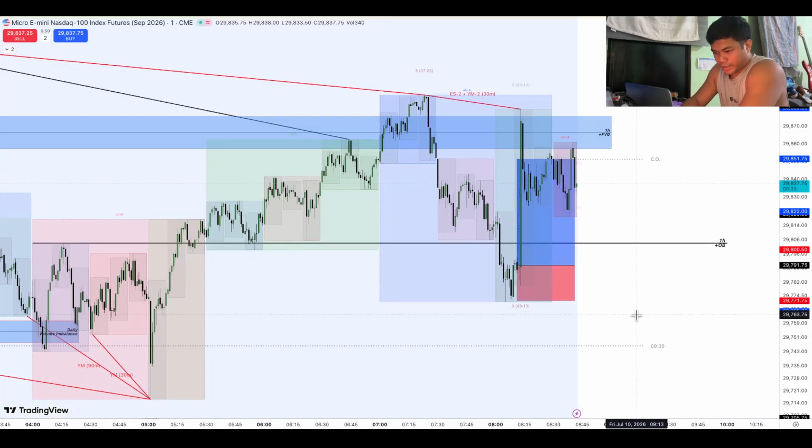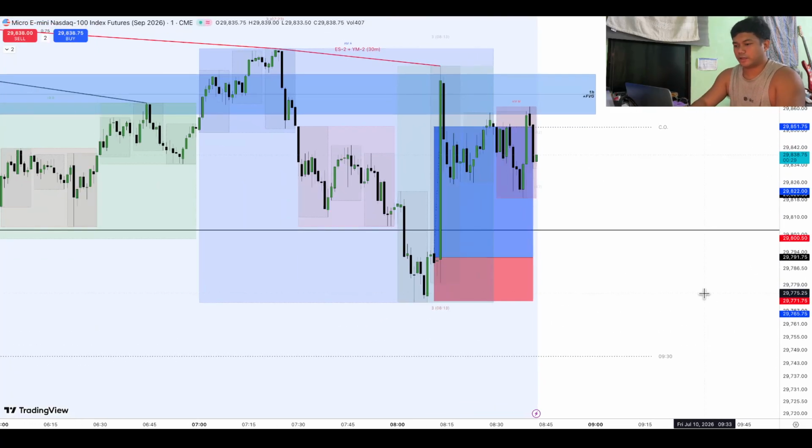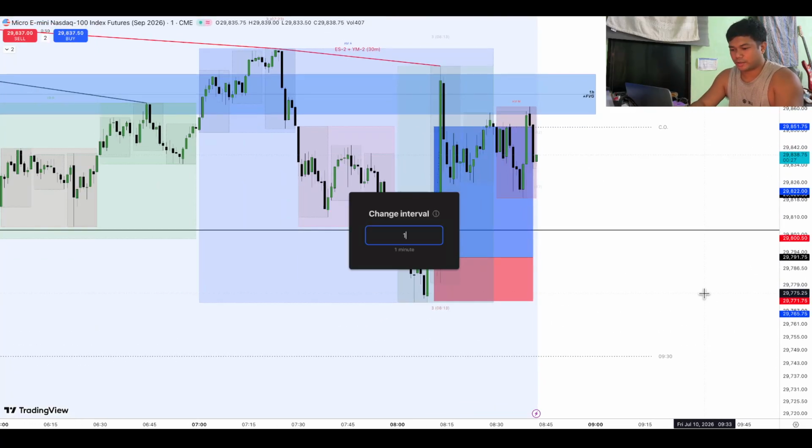Okay, trade recap. I had this trade, a very quick trade that I had.